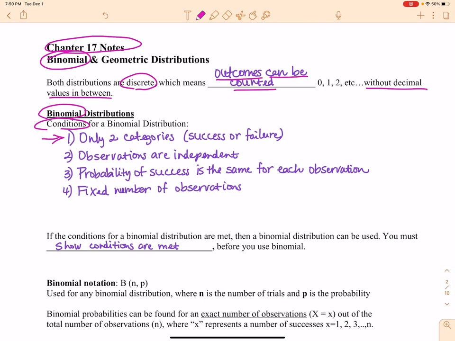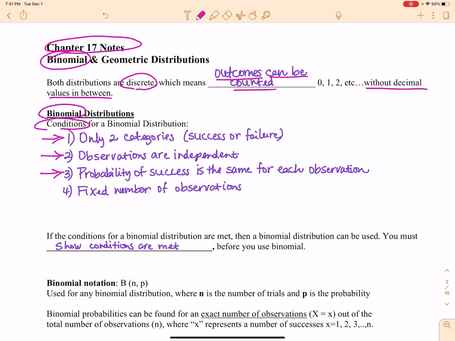The second thing is we need to have observations that are independent of one another. So for our purposes, we're going to be sampling from a large enough population that the sampling without replacement is okay. Because if your population's large enough, taking something out of it won't matter. It won't affect anything else you take out of it. The third thing is that the probability of success is going to be the same for each observation. This is going to make sense when we look at a specific problem.